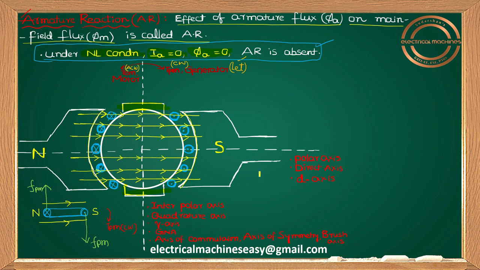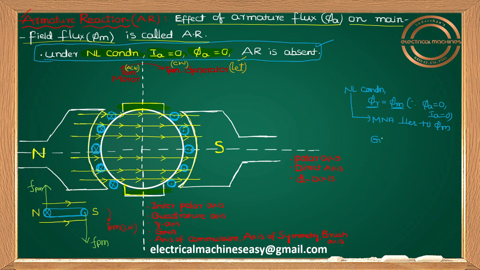That means, as I told you, I'll write one point here. Under no load condition, phi r equals phi m. What is the reason for that? Since phi a equals 0. Why phi a equals 0? Since Ia equals 0. That's it. And we know that MNA will be perpendicular to whom? Generally, it is perpendicular to phi r. That phi r is nothing but phi m only here. So perpendicular to phi m. When? Under no load condition, MNA is perpendicular to phi m.